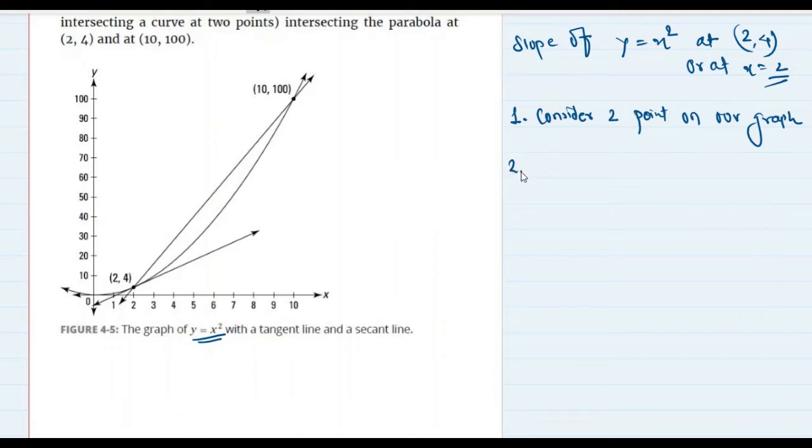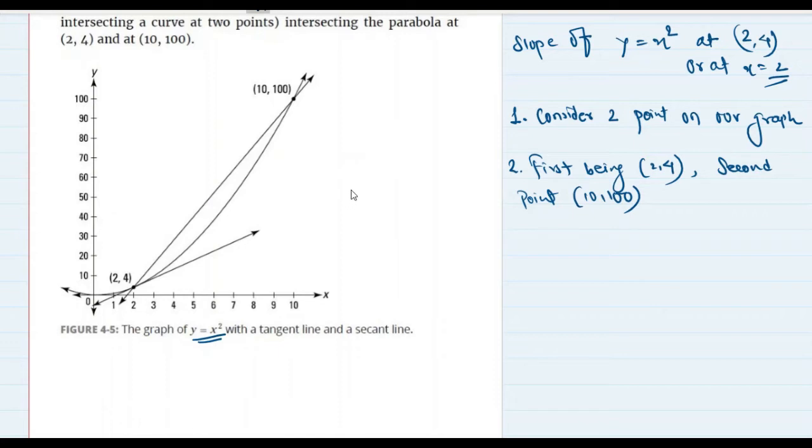The first point must be 2 comma 4, and the second point at a considerable distance, 10 comma 100. It can be any point, not necessarily 10 comma 100. I've written 10 comma 100 just because it is at a larger distance, and we can see that these 2 points are farther from each other.